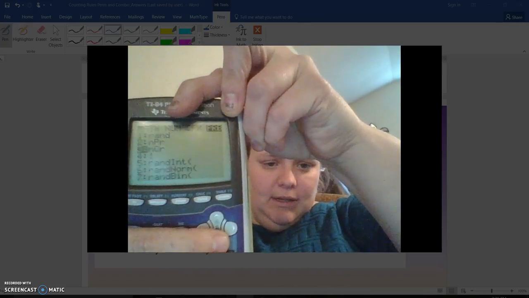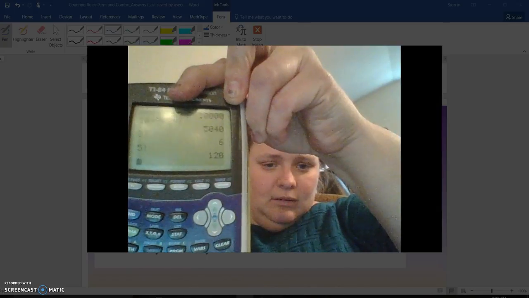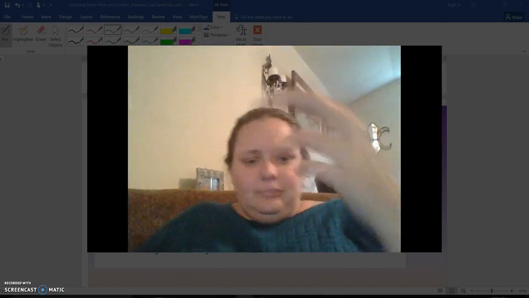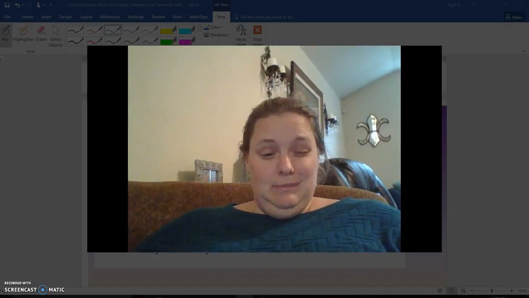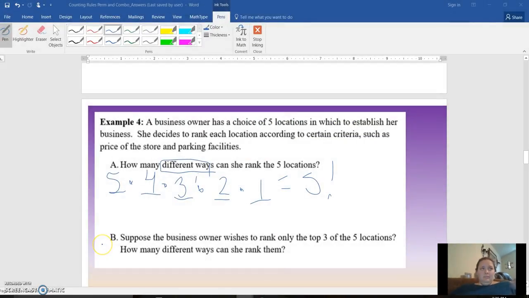Go down to probability. So you get 120. And you can do it by hand if you want, but we're going to get some big numbers, like not just 5.